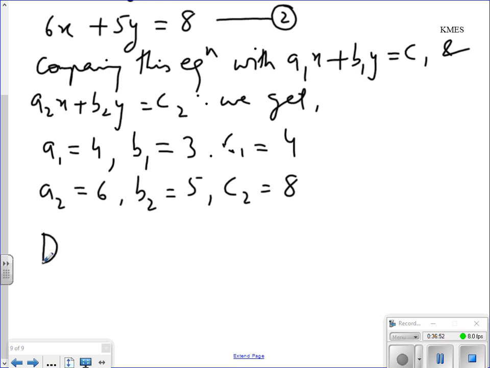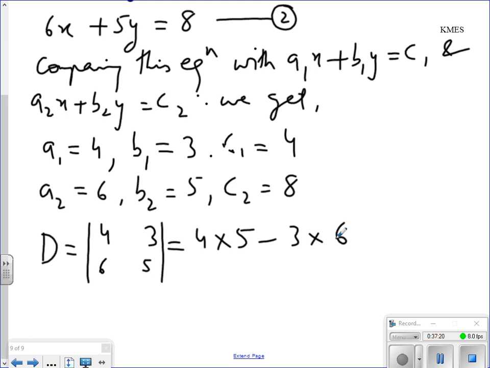So how to find d? Determinant d is a1, b1, a2, b2. That is 4, 3, 6, 5. At least now you know how to find the value of the determinants. So we have 4 multiplied by 5 minus 3 multiplied by 6. That gives us 4 5s are 20 minus 3 6s are 18. So 20 minus 18 will be equal to 2.